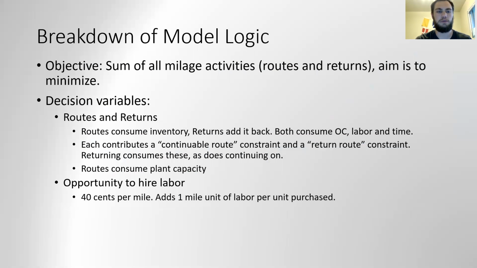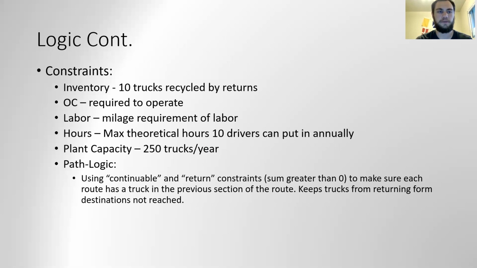Breakdown of the logic. The objective, as mentioned, is to minimize the sum of all mileage generating activities, so that's routes and returns. Decision variables for the model are routes and returns. Routes consume inventory, returns add back. Both consume operating capital, labor, and time. There's the opportunity to hire labor at 40 cents per mile, and the routes consume plant capacity as well, but returns obviously do not.